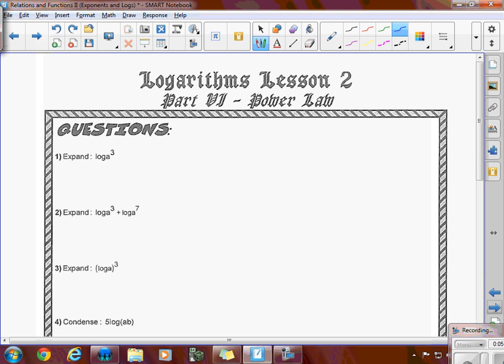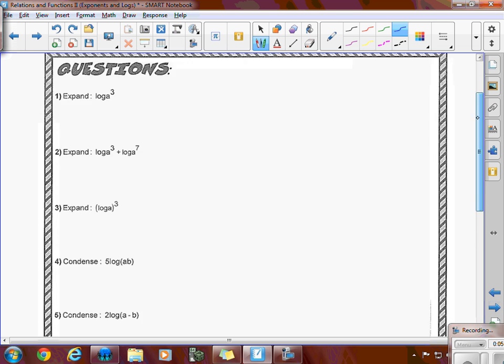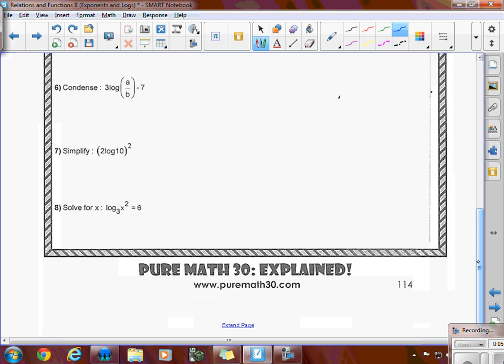Now you can work on the next page, which is the power law. It has some examples. These ones aren't too difficult, but to check your answers, go to puremath30.com and look up this lesson.